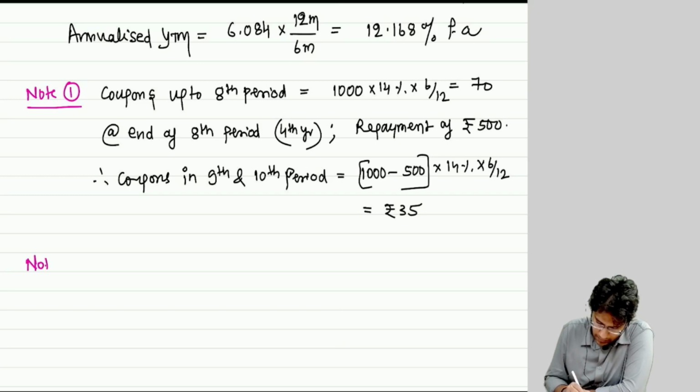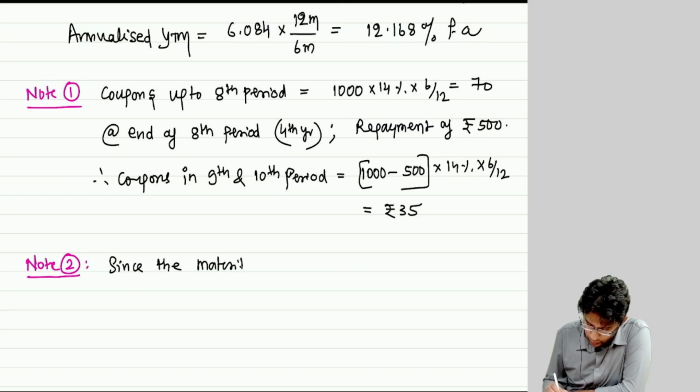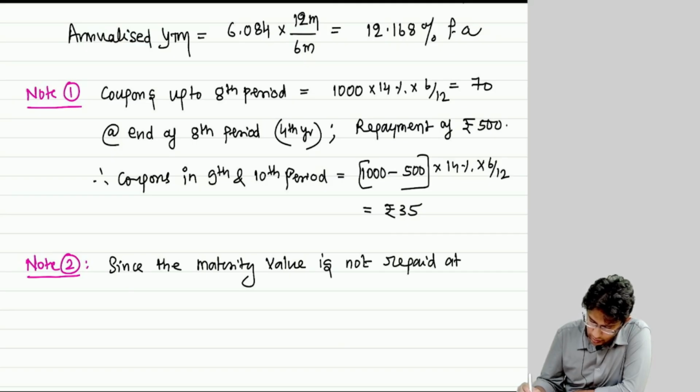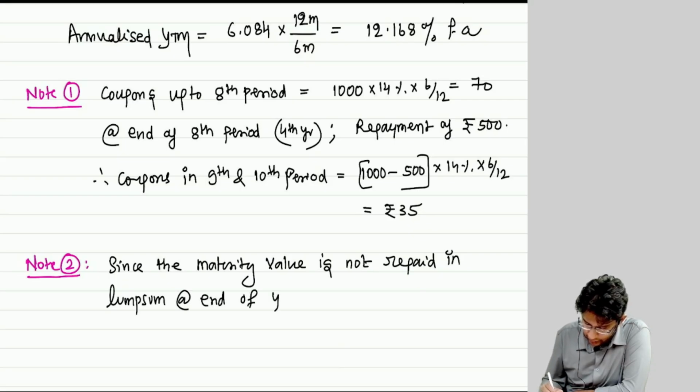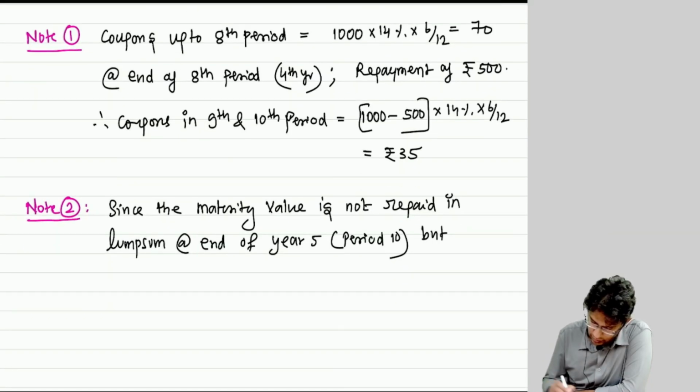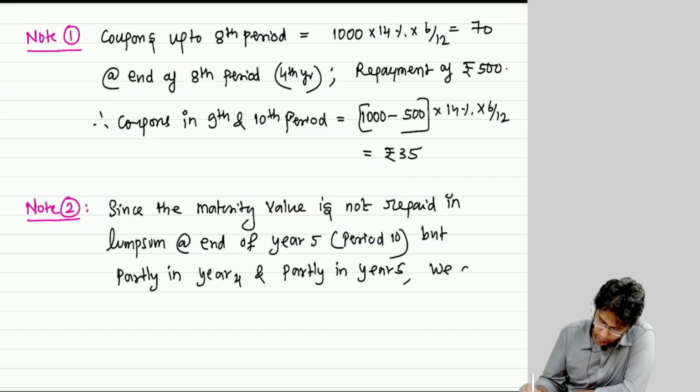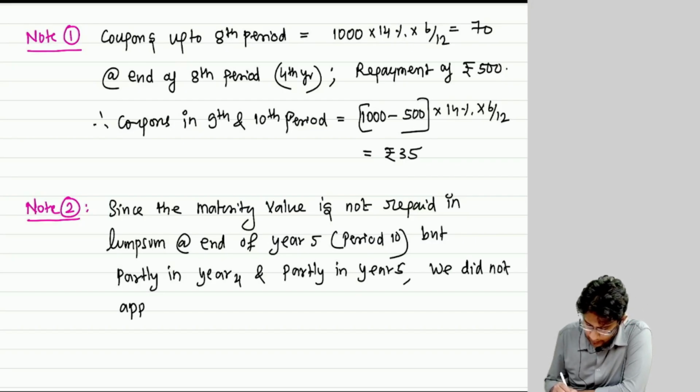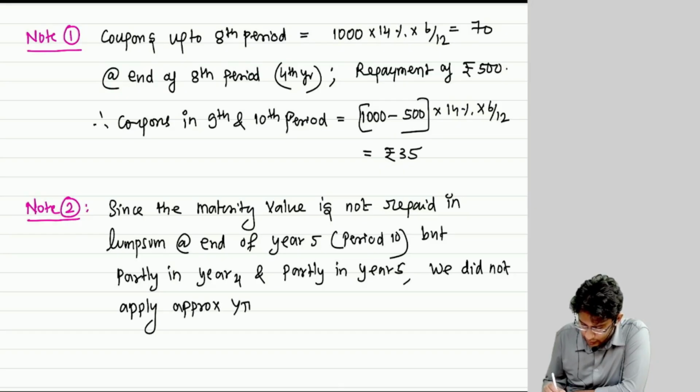Note point 2. Since the maturity value is not repaid in lump sum at the end of year 5, but partly in year 4 and partly in year 5, we did not apply the approximate YTM formula.